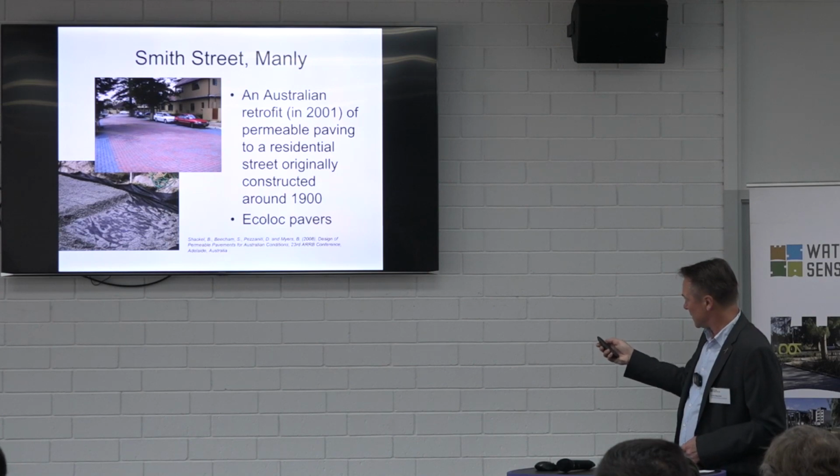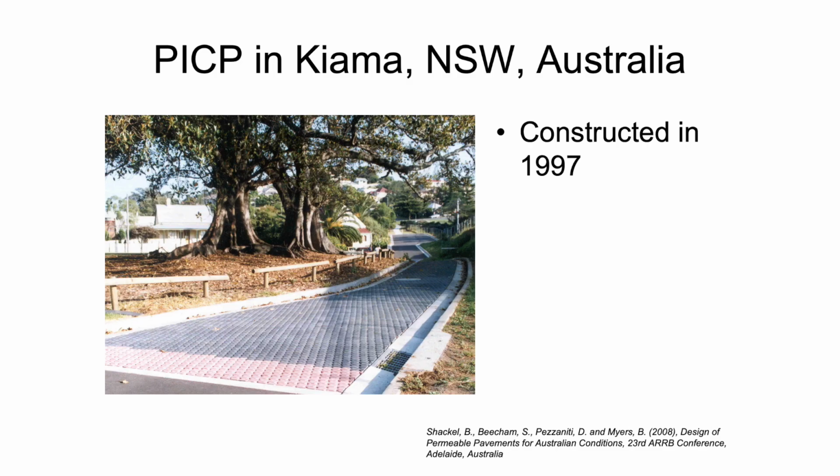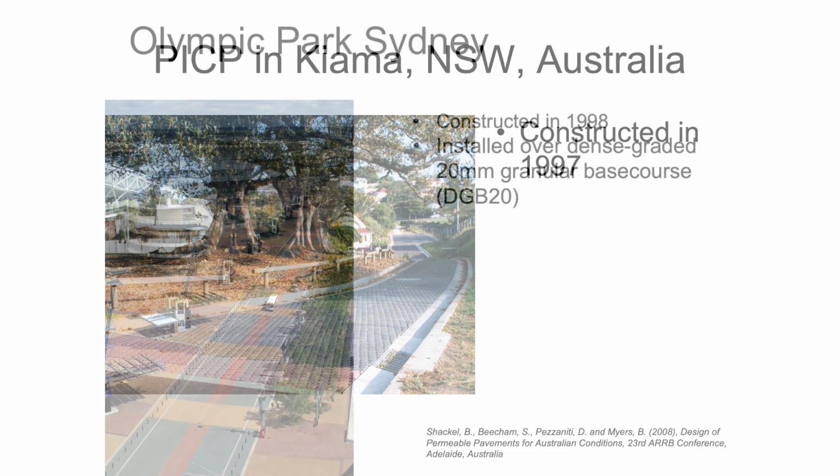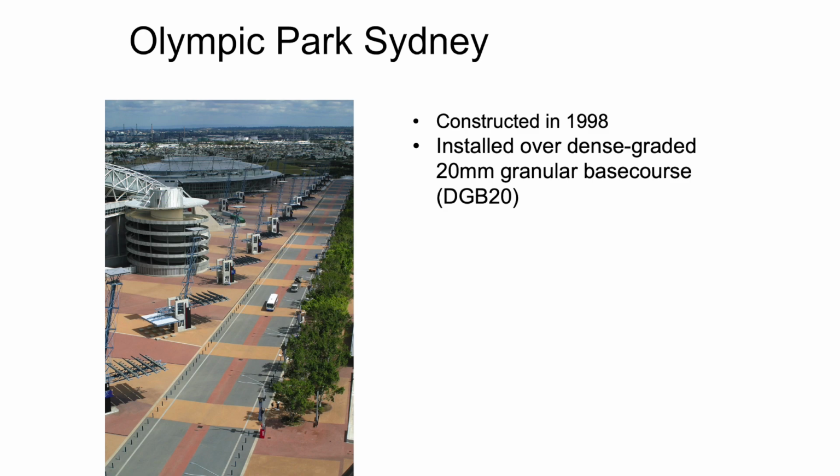You can see geofabrics there that aren't necessary, but this is a very early one, one of the first ones, 1997, the PICP in Kiama, in New South Wales. It's used a lot in coastal environments. This is the one that Arlene mentioned, the Olympic Park, still one of the largest permeable paving projects in Australia.